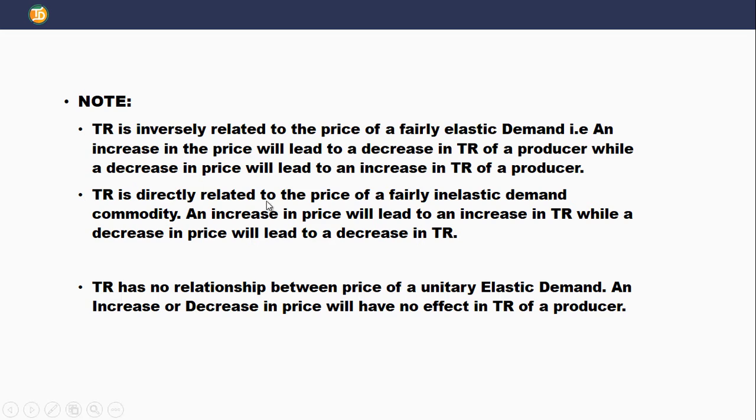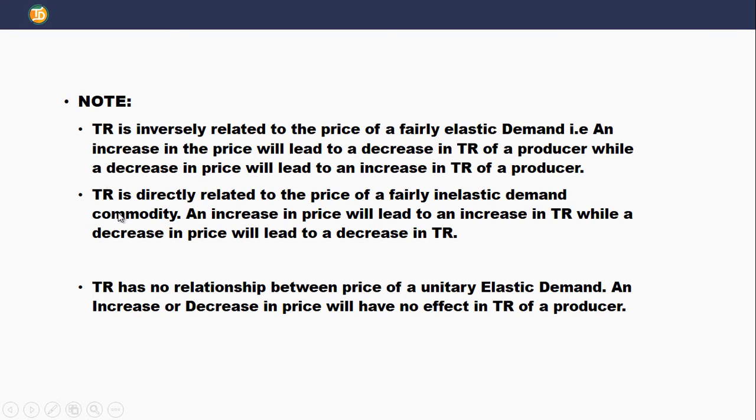So if a producer increases the price of its commodities, the quantity demanded will change in greater measure, which means if a producer increases its price, quantity demanded will decrease drastically and the revenue will fall. And if the producer reduces the price, the quantity demanded will increase in greater measure and total revenue will increase.